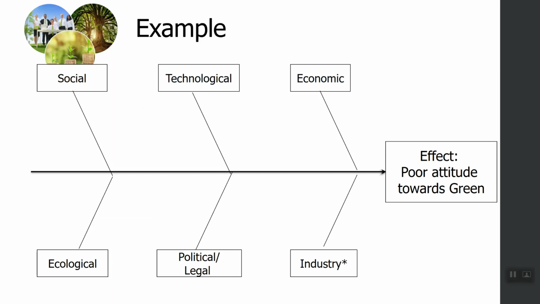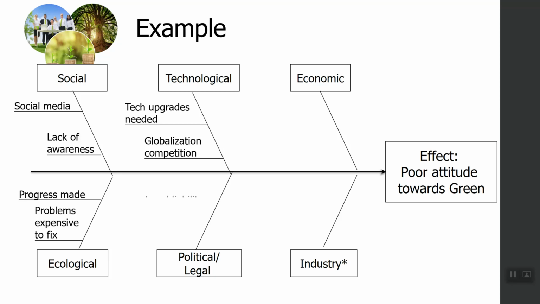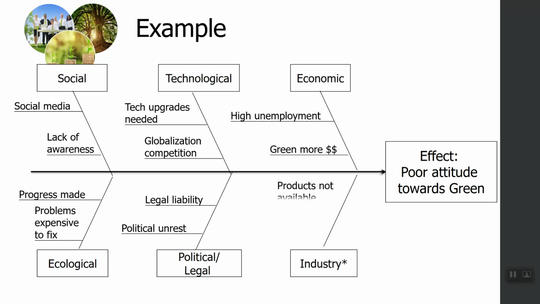Using a fishbone diagram can help you visualize a STEEP analysis. This example explores the STEEP causes that can lead customers or communities to having a poor attitude towards making greener purchases or living greener lifestyles.